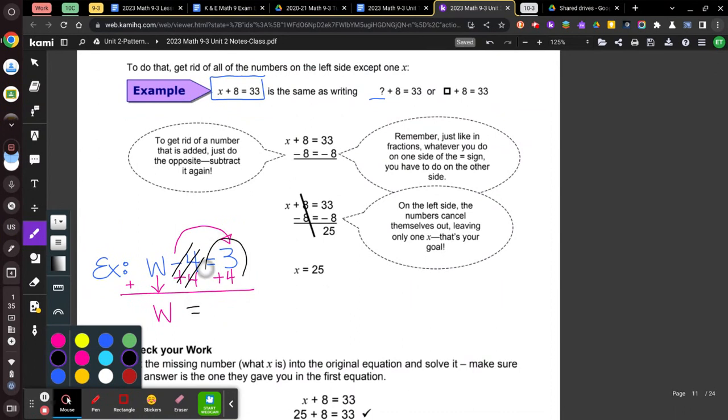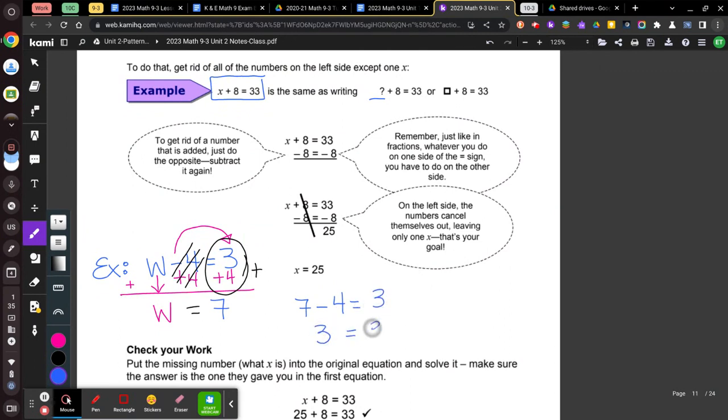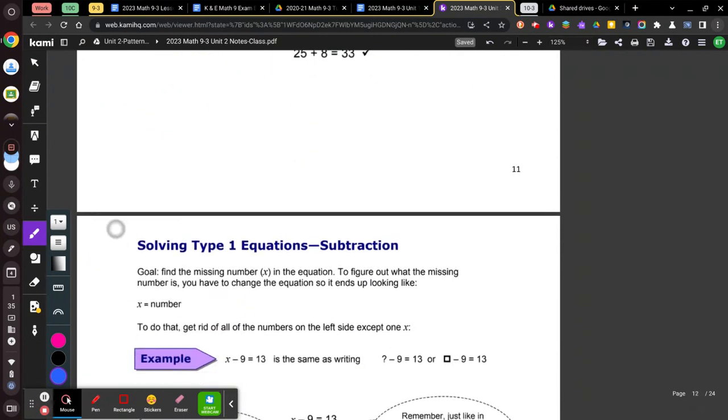Equals, and now we add up what's left over on the right-hand side. That's going to give us 7. So to check my work now, I would say 7 subtract 4. Does that give me 3? Yes, it gives me 3. My left side is equal to my right side, so this is true. Left side equals right side. If the numbers are different, I would say it is not true. They would be unequal. All right, turn your page.